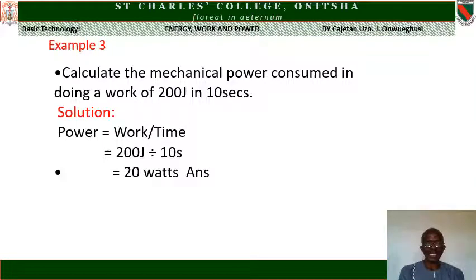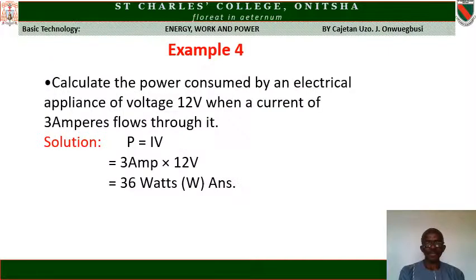Answer. Then example 3, you are required to calculate the mechanical power consumed in doing a work of 200 joule in 10 seconds. Here you are required to calculate mechanical power, which formula is P, power, equals work divided by time. The work done is 200 joule divided by 10 seconds, the time taken. That will give you 20 watts.